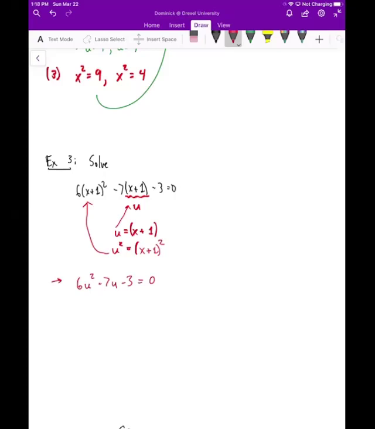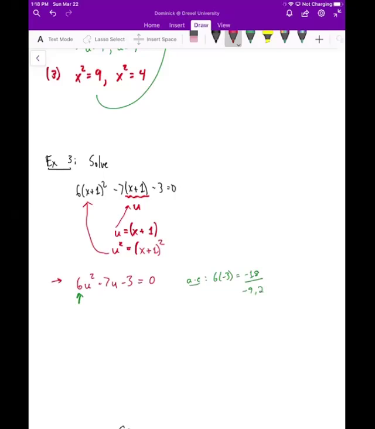So let's try factoring this one. This will be a good review of the previous factoring method anyway. So here we have something in front of our u squared that's not 1, so we need to do our a times c factoring method. So in this case, a times c is 6 times negative 3, which is negative 18. And if I want two numbers that multiply to negative 18 and add to a negative 7, we could use negative 9 and a positive 2.